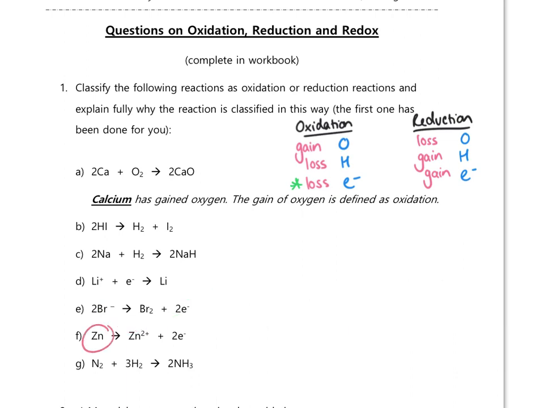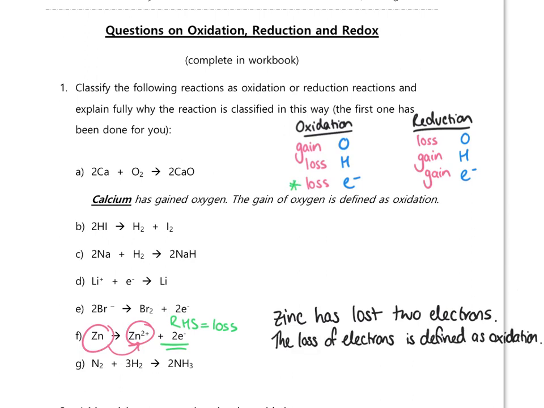Part F then, we've got zinc forming an ion of zinc with a charge of 2+. Our electrons are on the left hand side, but we can see from the charge anyway it's become 2+, so that means it's lost 2 electrons, but we can see that because the electrons are on the right hand side, that means it has lost electrons. And we can see specifically that it's lost 2 electrons. Then we need to decide whether that's oxidation or reduction. What is the loss of electrons? It is oxidation. So your answer is zinc has lost 2 electrons. The loss of electrons is defined as oxidation.